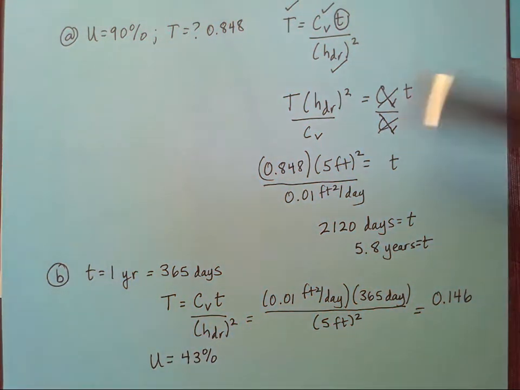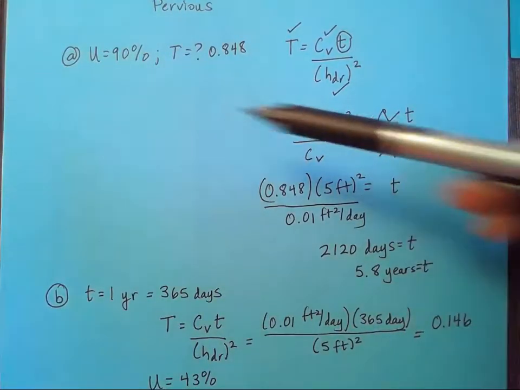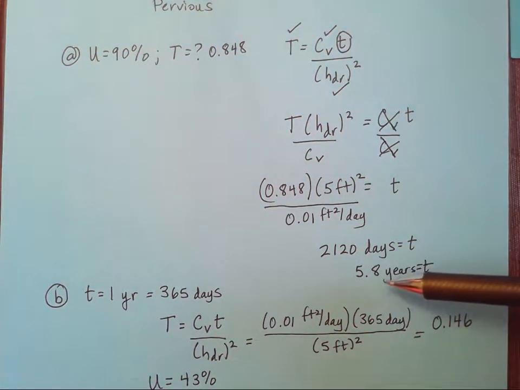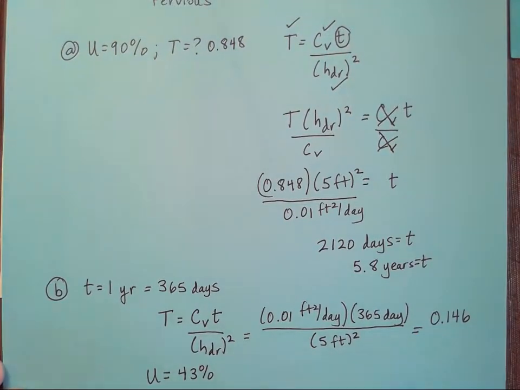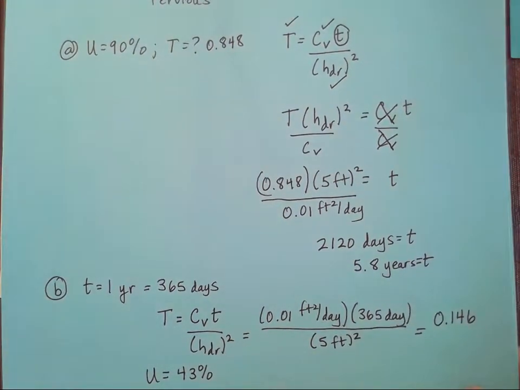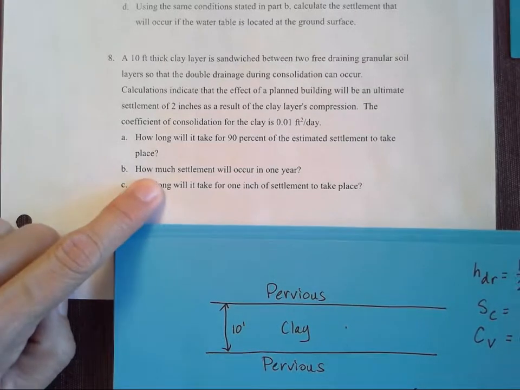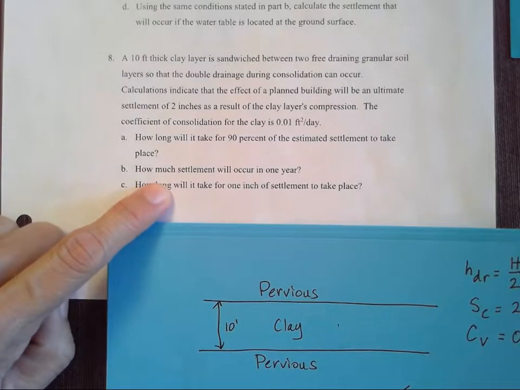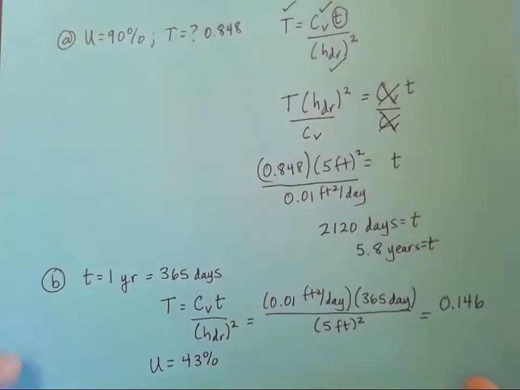Remember, we saw that, so it's 43% in 1 year, and to get all the way to 90% is going to take it another almost 5 years. So that's kind of interesting to think about, and that makes sense when you think about how consolidation of clay works. And then we want to actually know how much settlement is going to occur. So not just the percent, but let's get a value for that too.